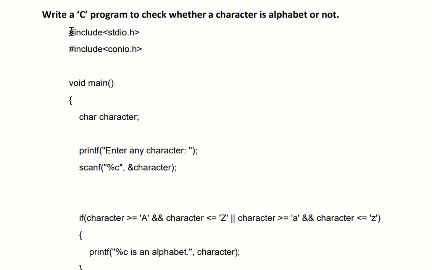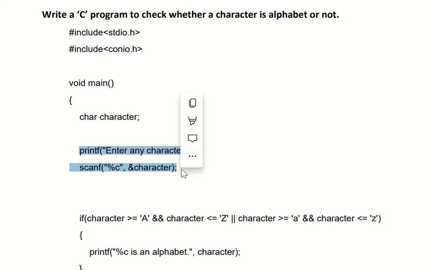So we have used two header files for this program, that is #include stdio.h and #include conio.h. After that, void main function, open the bracket, and for this program we have used one variable. The name of that variable is character. The data type is char, which is short for character, and the name of the variable is character. After that, we have used printf and scanf statements.